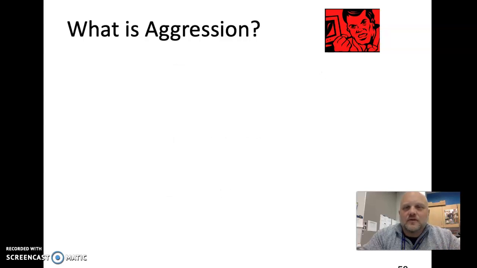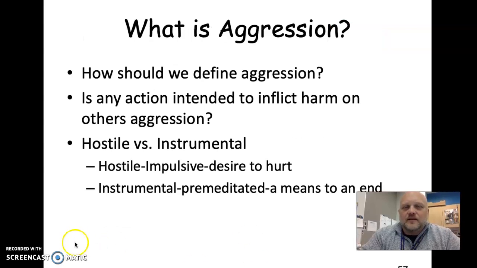You also want to know the difference between hostile and instrumental aggression. Hostile aggression is impulsive. Somebody says or does something and you snap, and you act immediately, or you have a desire to hurt them. Aggression doesn't have to just be physical. It can be verbal, it can be emotional. And so you act in a way where you want to hurt that person.